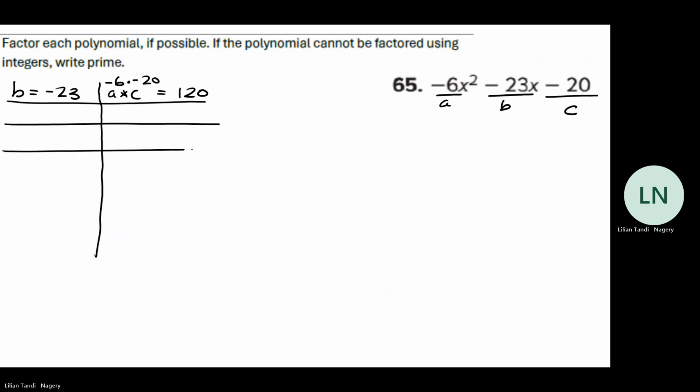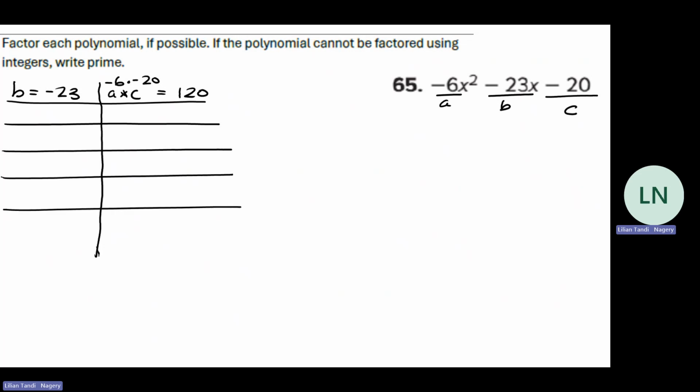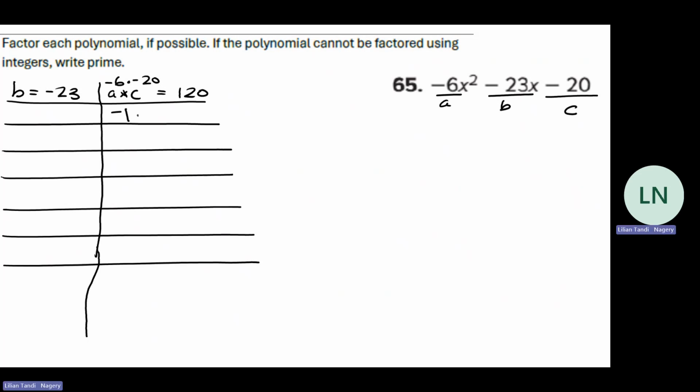But because B is negative, you must use the negative factors of 120. Negative 1 times negative 120. Negative 2 times negative 60. Negative 3 times negative 40.